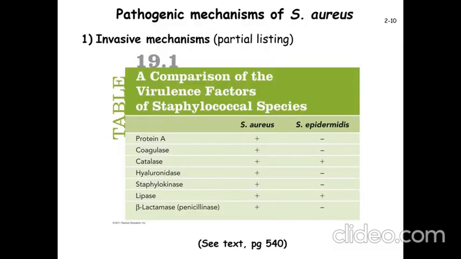What is it that makes Staphylococcus aureus capable of causing all of these diseases? And really, it's the virulence factors that it contains, these invasive mechanisms. So I have here a partial listing of them, and this is from the textbook. Now look at the Staphylococcus aureus, different virulence factors that it has compared to that of epidermidis. So we have protein A, coagulase, catalase, hyaluronidase, staphylokinase, lipase, beta-lactamase. And it's positive for all these. While epidermidis has some of them, like lipase or catalase, it is missing a lot of these other virulence factors that contribute to Staphylococcus being so virulent.